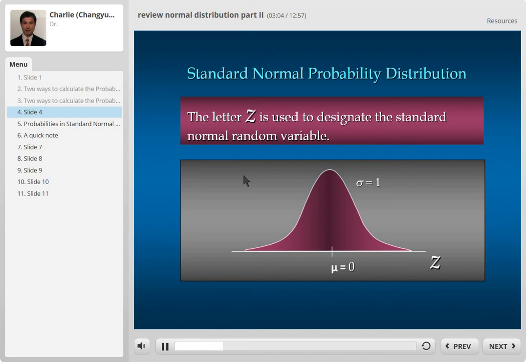We're going to use the letter Z to designate the standard normal distribution variable. For all these standard normal distributions, we're going to have a mean equal to 0 and a sigma equal to 1. Anytime you see a normal distribution with mean equal to 0 and standard deviation equal to 1, that is a standard normal distribution.